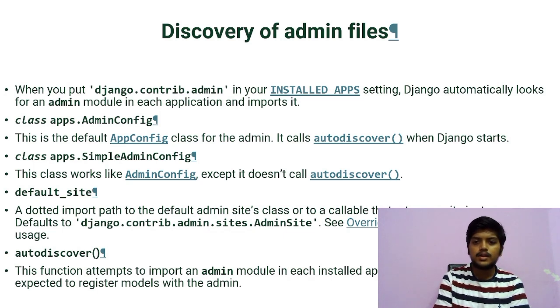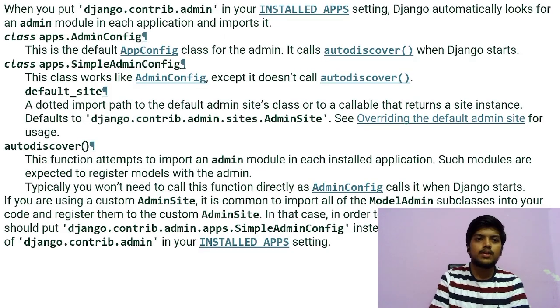Admin.site, see overriding the default admin sites for usages. This function attempts to import any admin module in each installed application. Such modules are expected to register models with the admin. When you put django.contrib.admin in the INSTALLED_APPS setting, Django automatically looks for an admin module in each application and imports it.